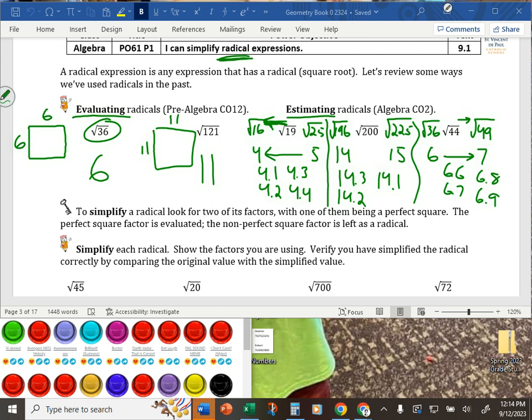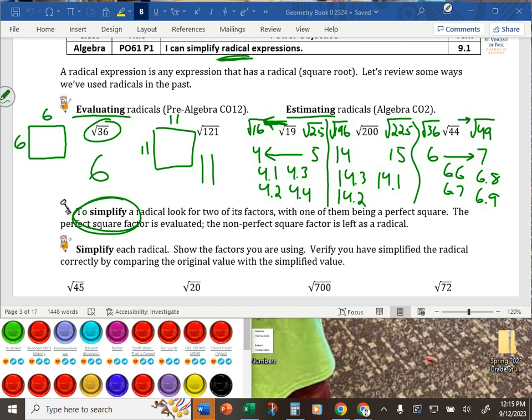Okay? So that's what we've done with roots up until this point. We've evaluated them, we've estimated them. Today, and really what 61 is all about, is how to simplify them, which is not the same as estimating. Kids will go into a test with their calculator and they'll just type in root 45 and put whatever decimal pops up. What is the thing that simplifying does that estimating doesn't?